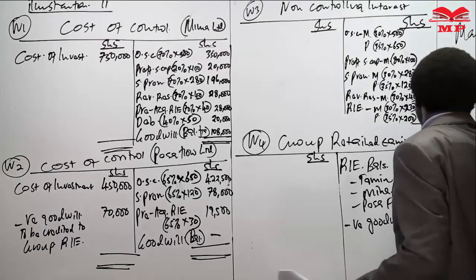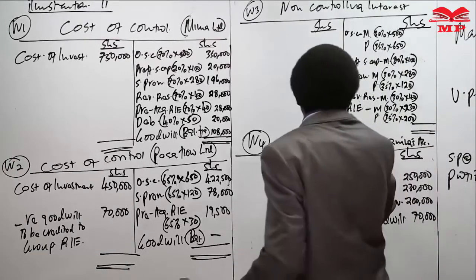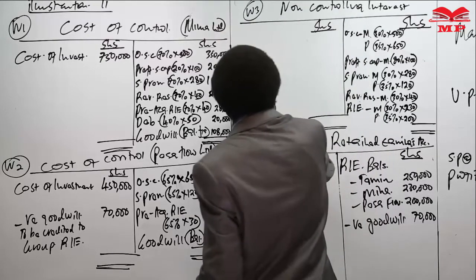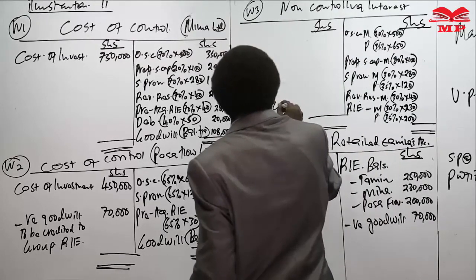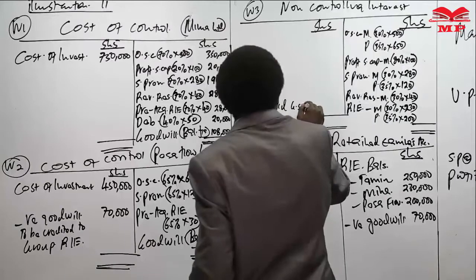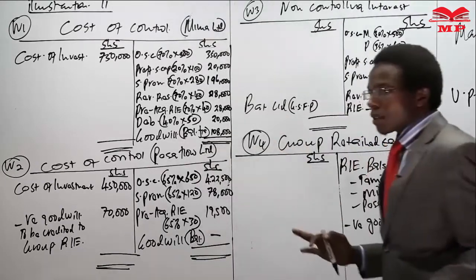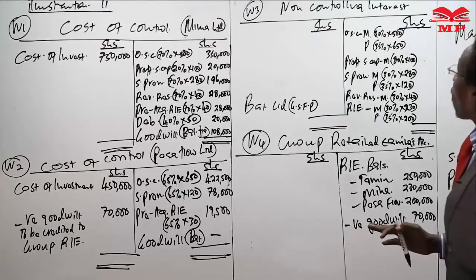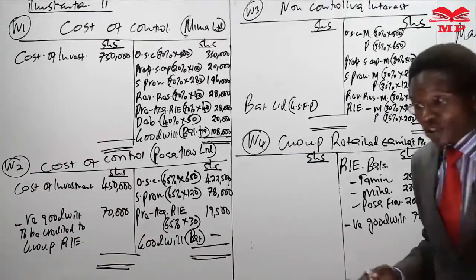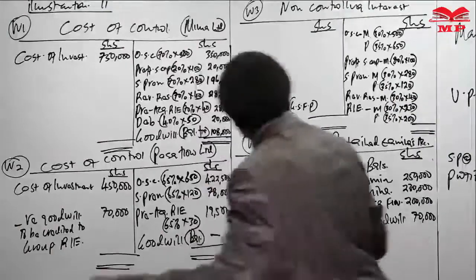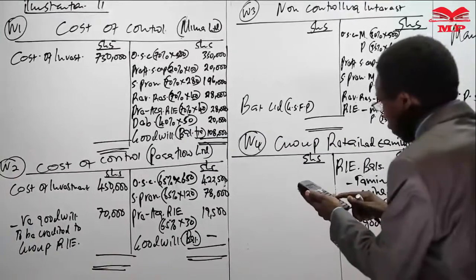So we are good to go to determine our balance carried down, to be taken to the group statement of financial position. But before that, there are some other items that we're going to determine in the debit entry of the non-controlling interest. But for now, let me work over this.